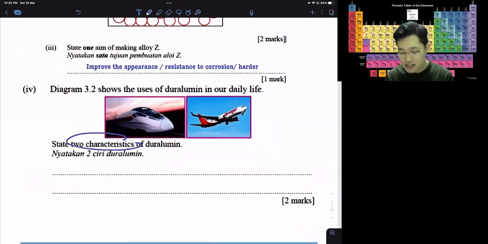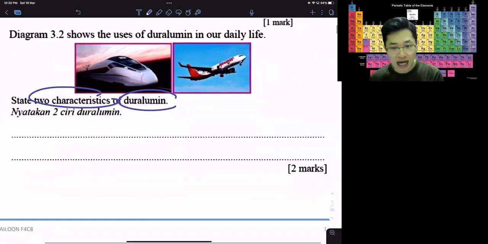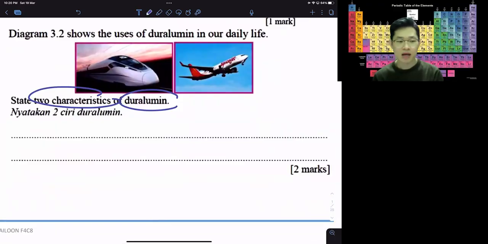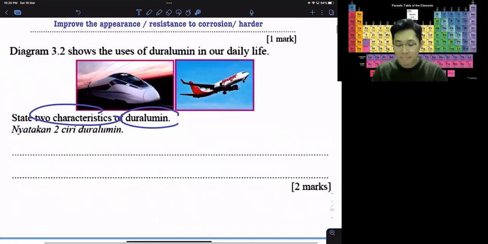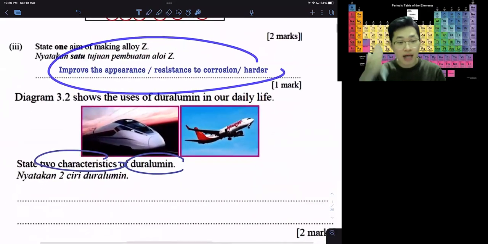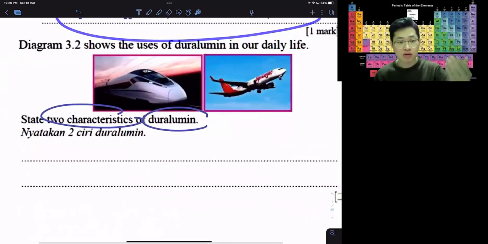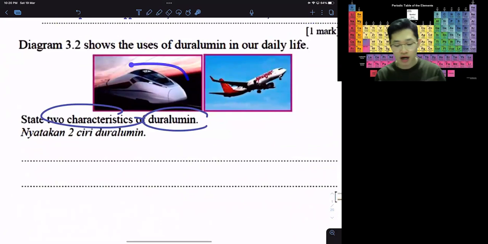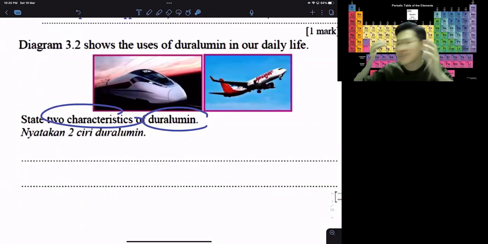Two characteristics of duralumin. You see, when they ask you the characteristic of an alloy, most of it is related to the aim of making the alloy, which is why we use this to make the bullet train. It is called a bullet train. Yes, I think. Aeroplane.